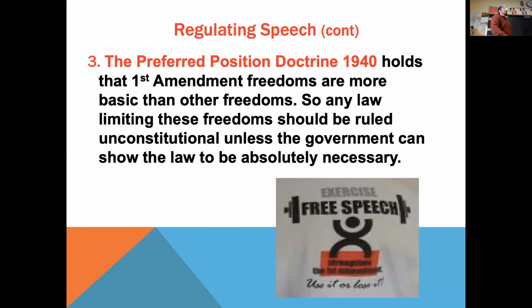Does that make sense? Yeah, so like parents in a way. If you're a strict parent, chances are the kids are going to kick back a little bit more. If you have a hands-off approach, chances are they're going to respect you a little bit more in your decisions. And if you set a policy, they'll follow it a little bit more. All right, so that's the preferred position doctrine in 1940. Okay, any questions on that, guys?